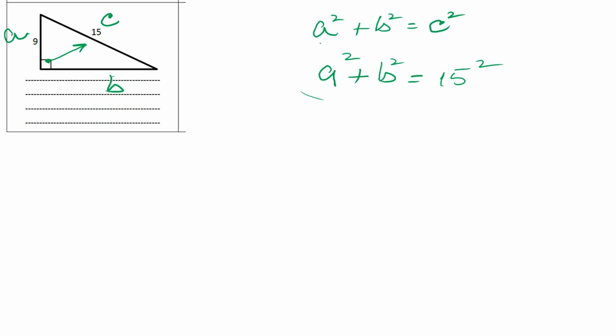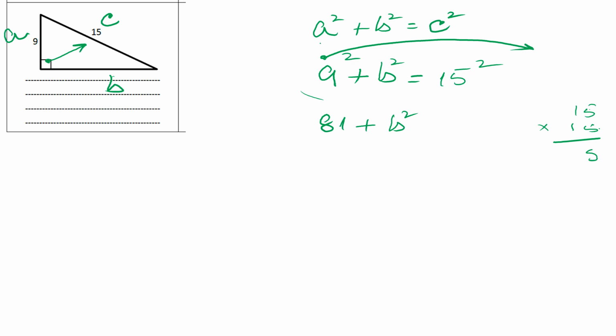Now after that, what do you have to do? You have to bring the 9 squared to the other side, or first of all write it down. 9 squared means 9 times 9 is 81 plus B squared, and 15 times 15, if you don't remember, you have to multiply. So 5 times 5 is 25, but let's try.